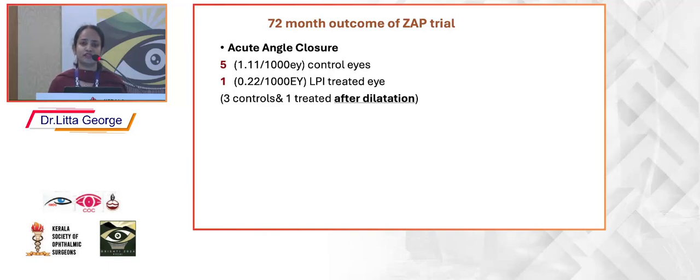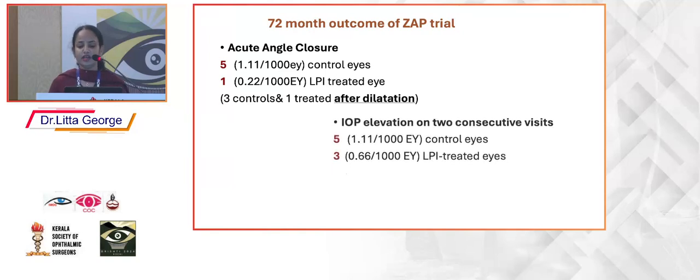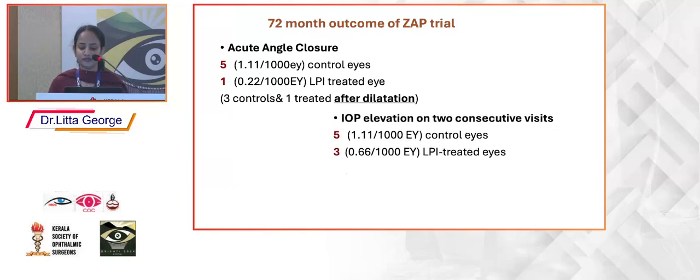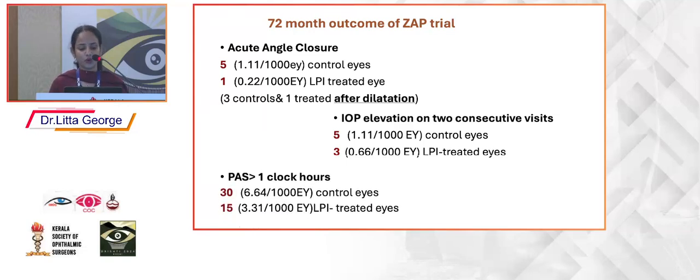And this was the 6-year outcome of the ZAP trial. Acute angle closure developed in 5 of the control eyes and 1 of the LPI treated eyes, out of which 3 controls and 1 treated eye developed acute angle closure after dilatation, that is after getting exposed to a provocative factor. Raised intraocular pressure was noted in 5 control eyes and 3 LPI treated eyes, and PAS of more than 1 clock hour was noted in 30 control eyes and 15 LPI treated eyes.